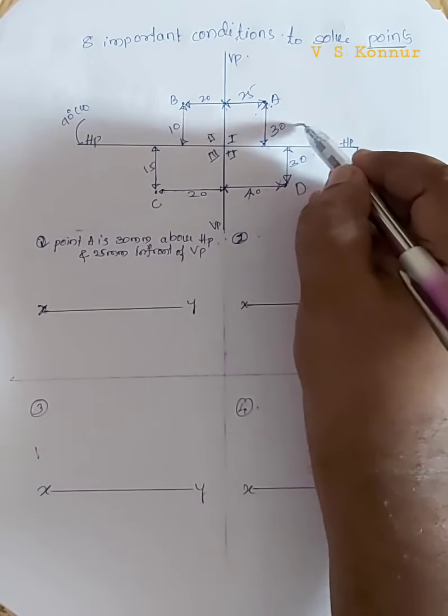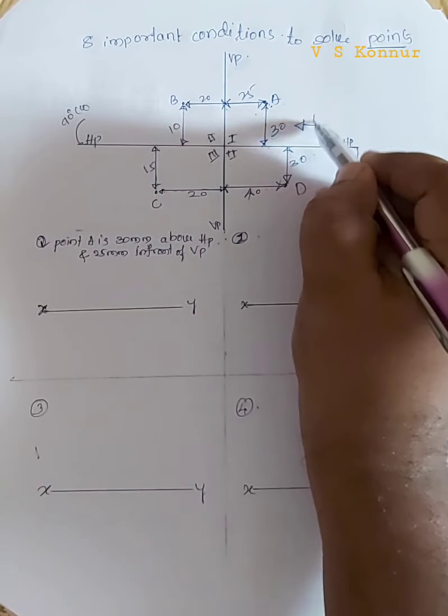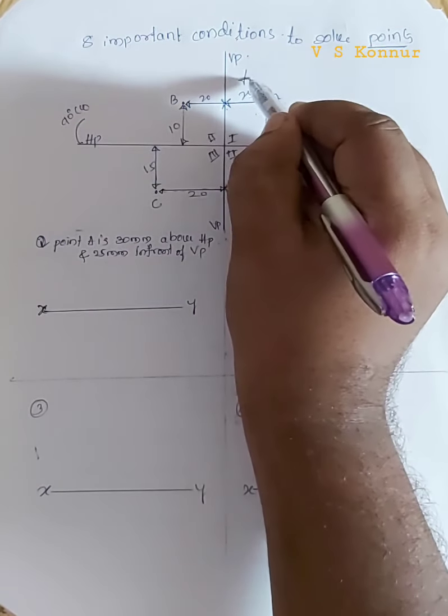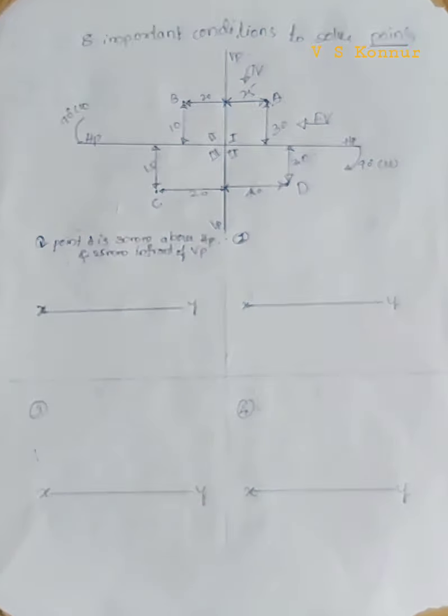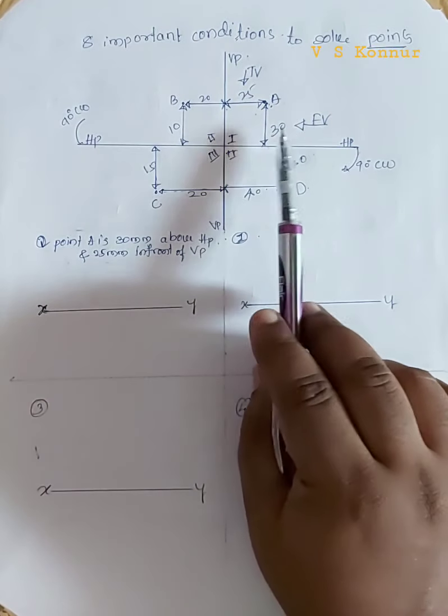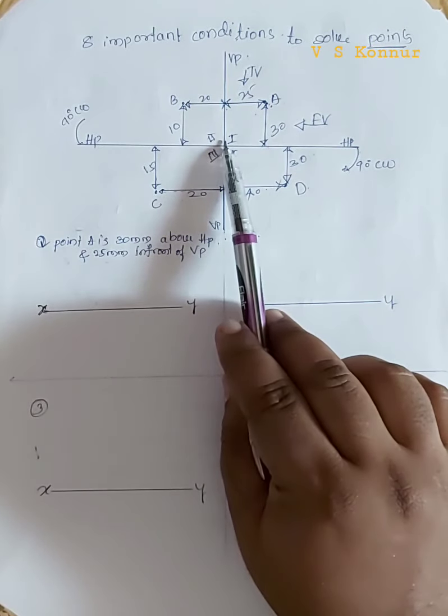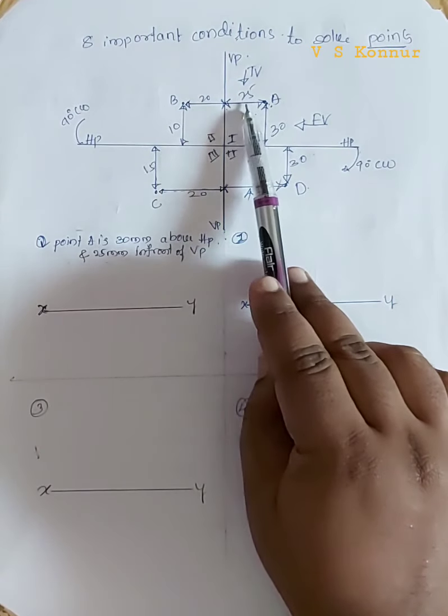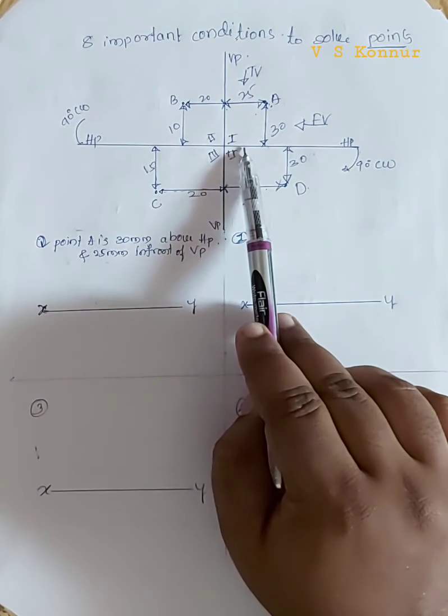Now for the first quadrant, this is called the front view, and this is called the top view. When you are viewing from the front side, 30 mm will be projecting on the vertical plane. When you are viewing from the top side, 25 mm will be projecting on the horizontal plane.